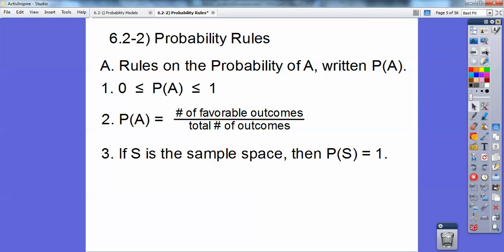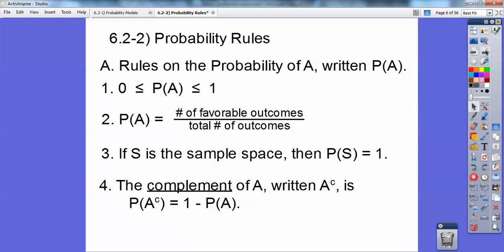So S is the sample space, and the probability of S equals 1 because it's 100% in your sample space. And the complement of A, this is our complement rule, you guys, written A with a C up here. That means the complement of A. And it's equal to 1 minus, remember the sample space is 1, so 1 minus the probability of A. Okay, so they're complements of each other. They take up the whole sample space. All right, and notice probability of A is also 1 minus probability of the complement of A.